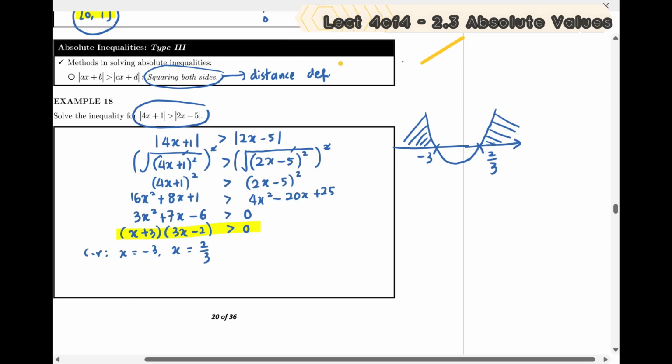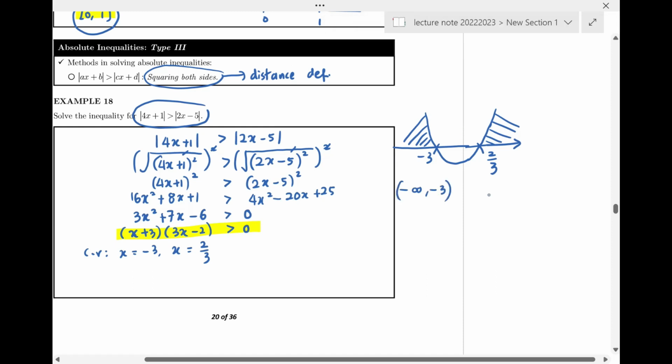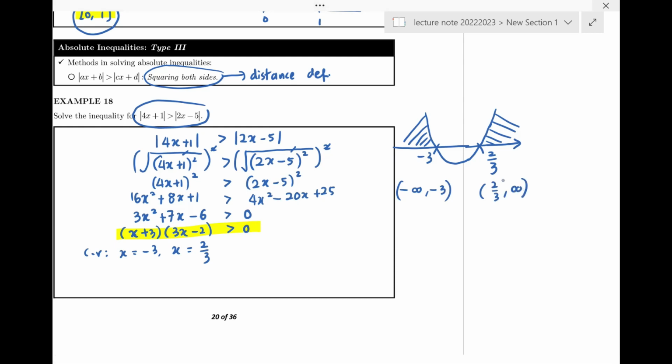So the answer should be from negative infinity up to negative 3. And the other one is from 2 over 3 up till infinity. How to combine these two answers? Just use the union sign. Okay, so this is in interval form.